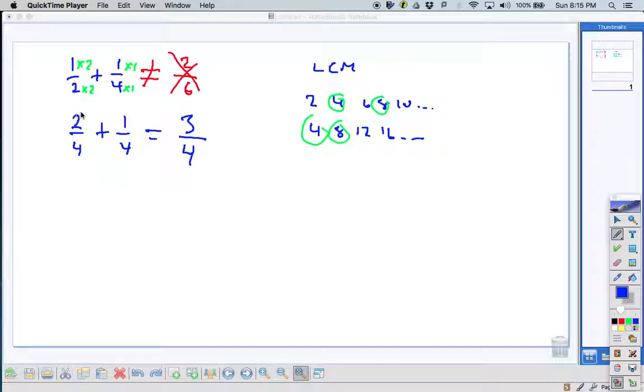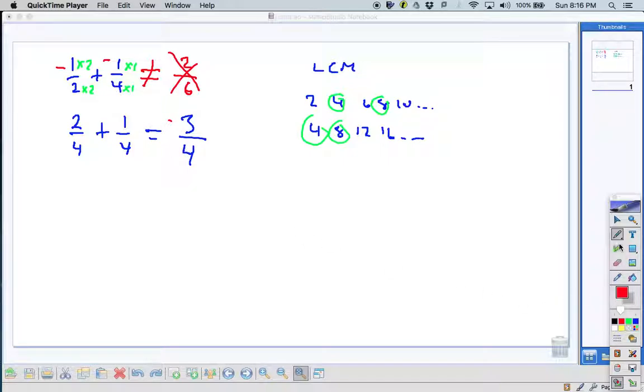So the rules that you have for signed integers still apply. If the signs are the same, you're going to be adding them up. So 1/2 plus 1/4. If you had made these both negatives, say negative 1/2 and negative 1/4, you're still going to add them up, but because they're negatives, the answer would have been negative 3/4.